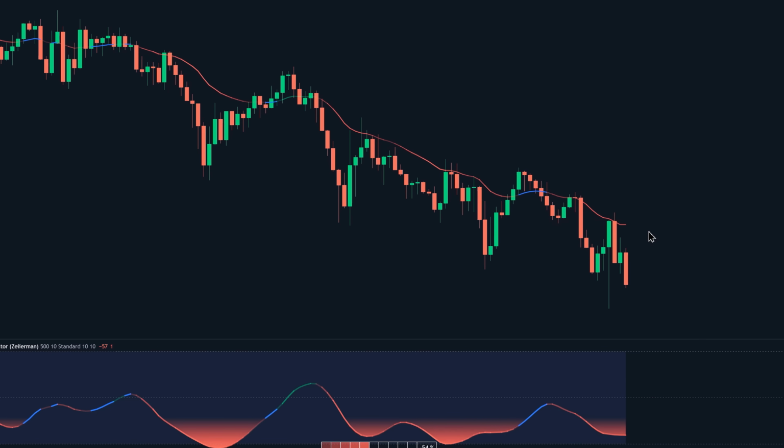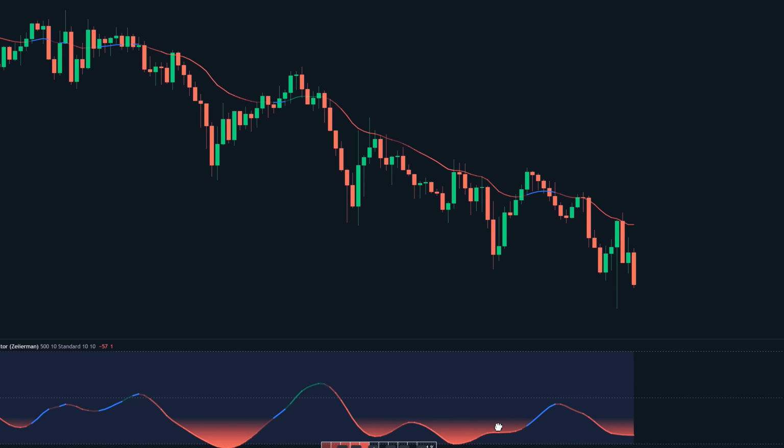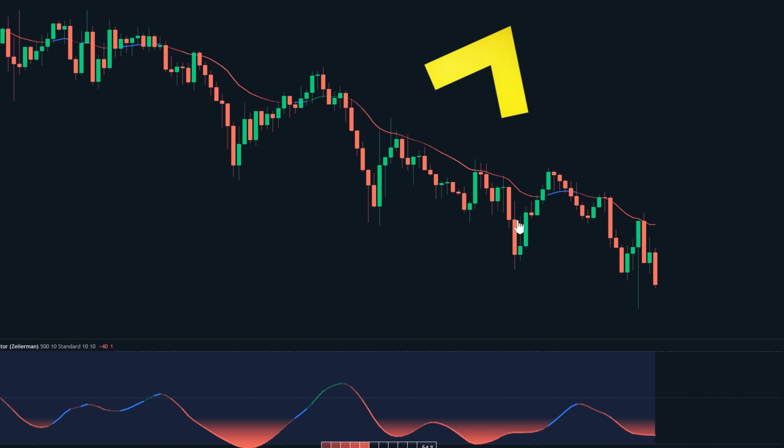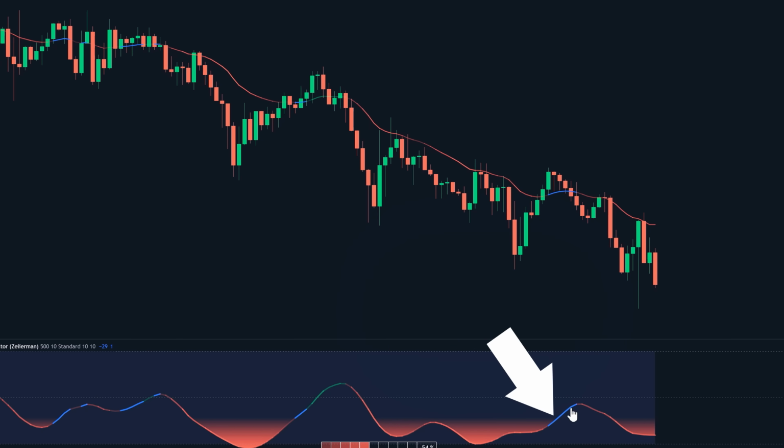The opposite of this is true for when the oscillator is below the zero level. It would indicate that the trend is bearish, but during these bearish trends, pullbacks will occur. We confirm these pullbacks by looking for instances where the oscillator turns blue, like here. This is a pullback within a bearish trend.